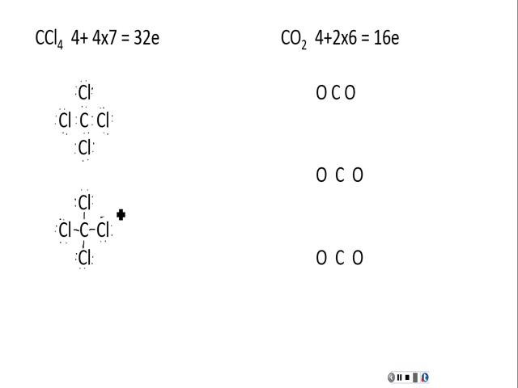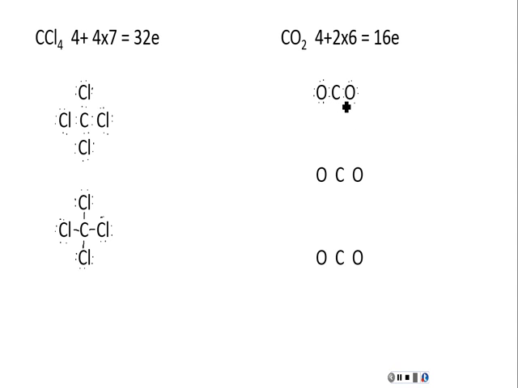Next we have CO2. Okay, so we have 4 for the carbon and 2 times 6 for the oxygens. That's 16 electrons. So we start by bonding the carbon to the oxygens. We're going to go around the oxygens until I run out of electrons. And now that's 16 electrons.